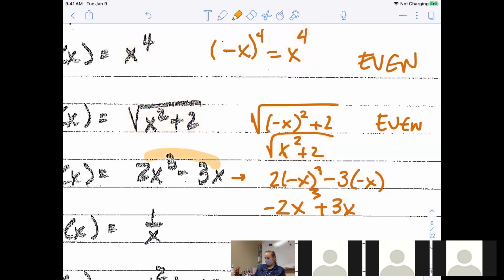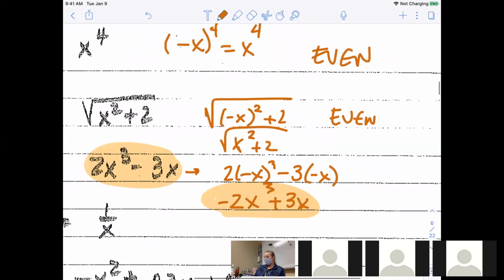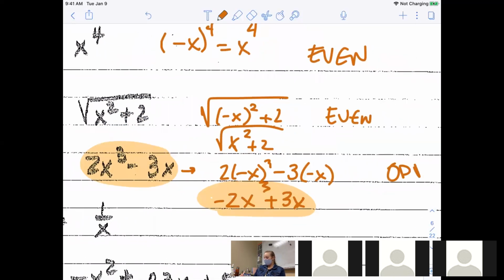Okay, this is what I started with. This is what I got. Why is it odd, Gabby? Good. And then also, this became negative and this became positive. If I had just multiplied this whole equation by -1, that would be the exact same thing I just got. Those two are equal to each other. That's what makes it odd.